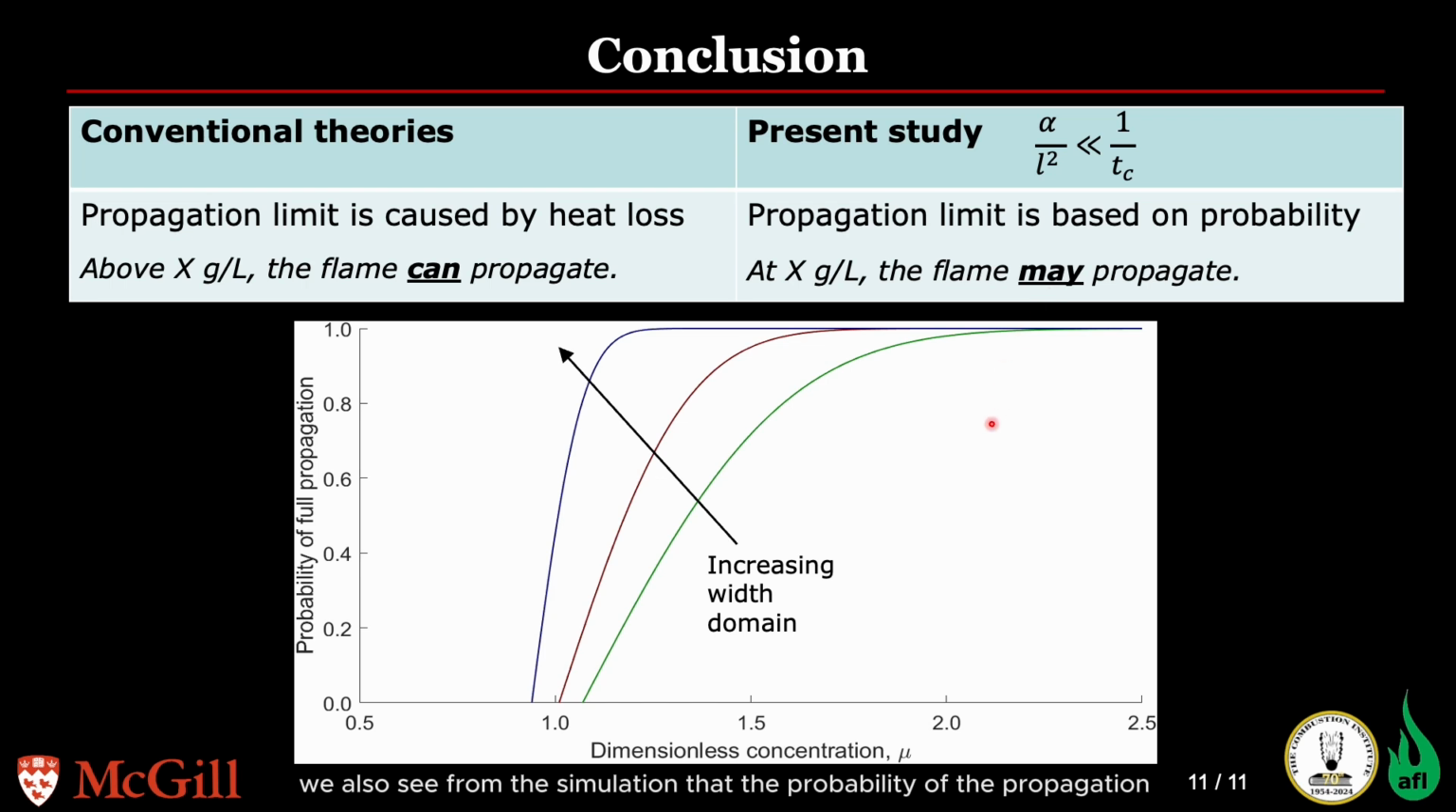We also see from a simulation that the probability of propagation is a strong function of the width of the domain of the system. So to close this presentation, my open question is: if we can ever have a very large, infinitely large width domain, can we ever converge this probability curve in a way that we can still define a single well-defined propagation limit for the discrete flame, even with a random spatial arrangement of the particles? And what will be the value of this propagation limit?